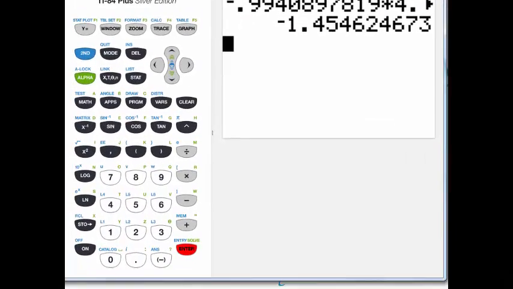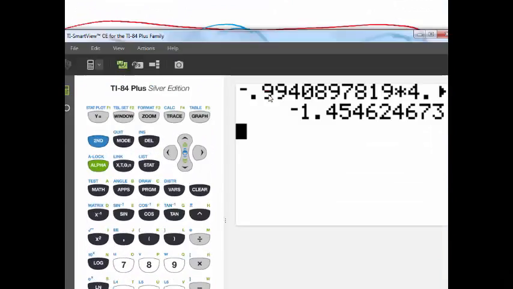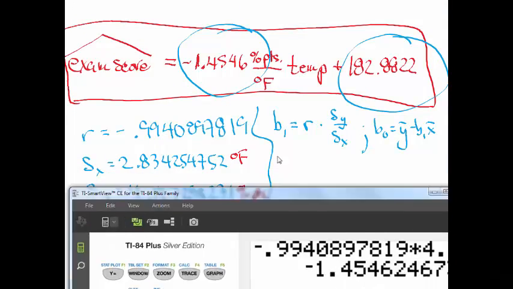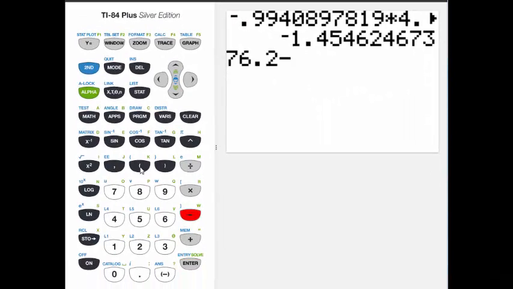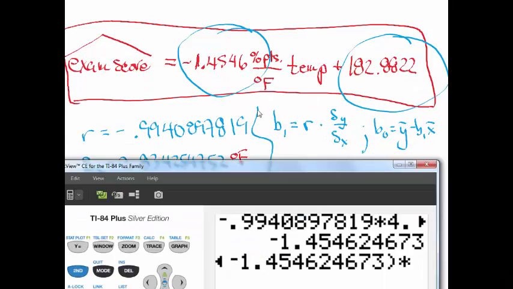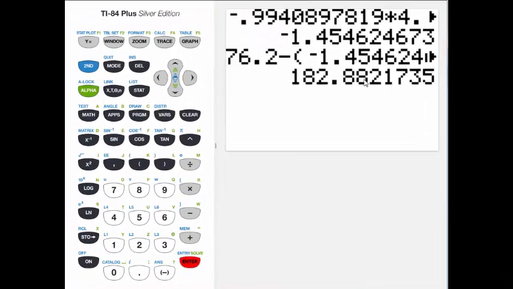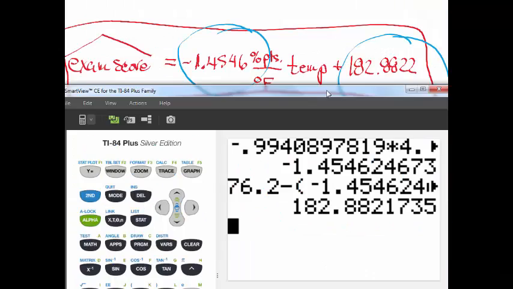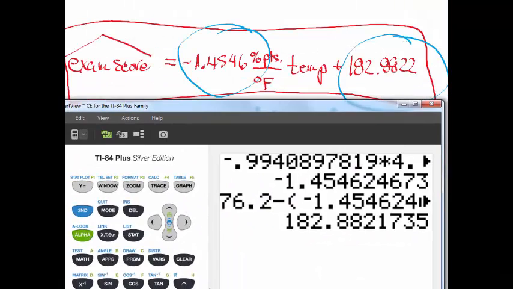And finally, how do you get b naught? It's y bar minus b1 x bar. So y bar is 76.2, and then minus b1, I'll put that in parentheses just so it doesn't get too confusing because I've got that minus sign there. And then times x bar, the average of the x values, was 73.34. And there we go, 182.88. That's what we got approximately for the y-intercept up here.